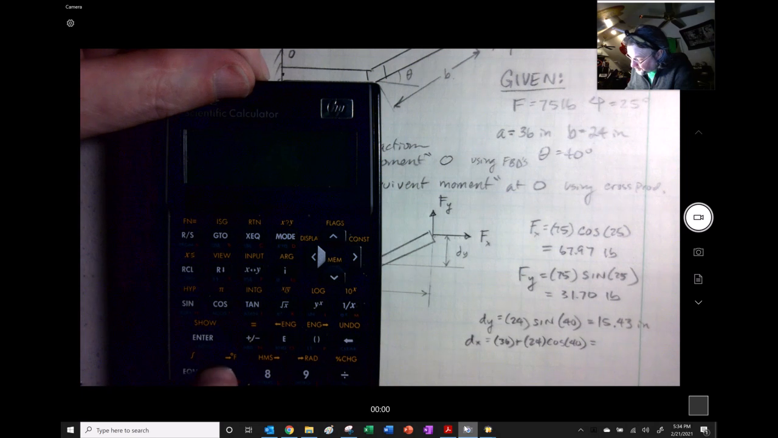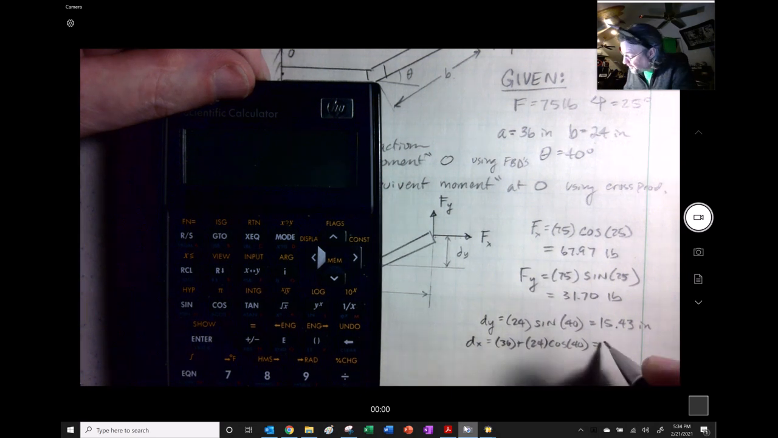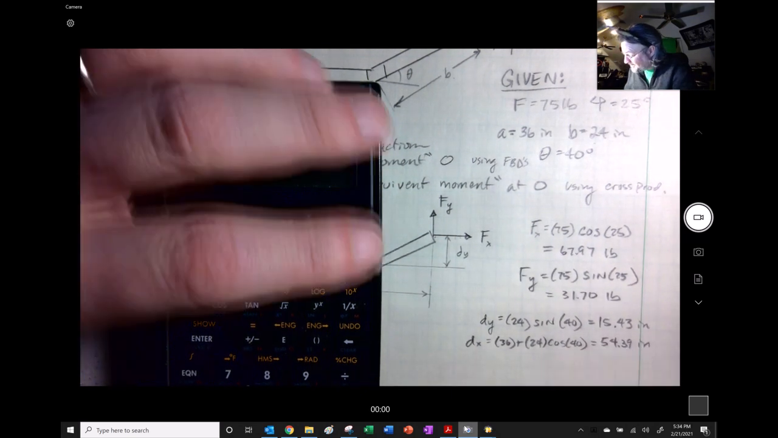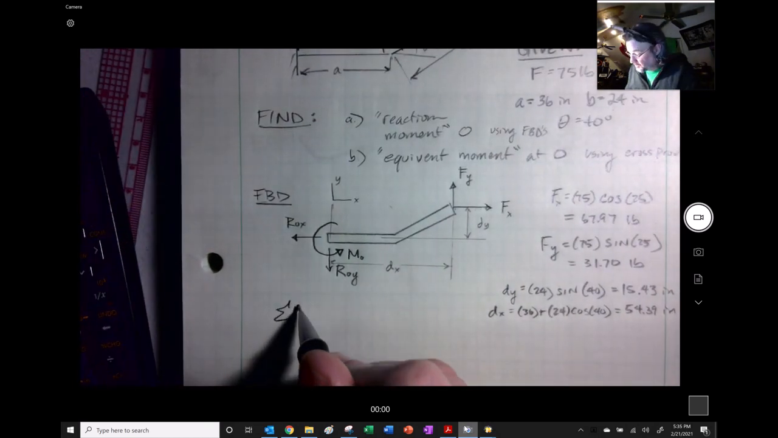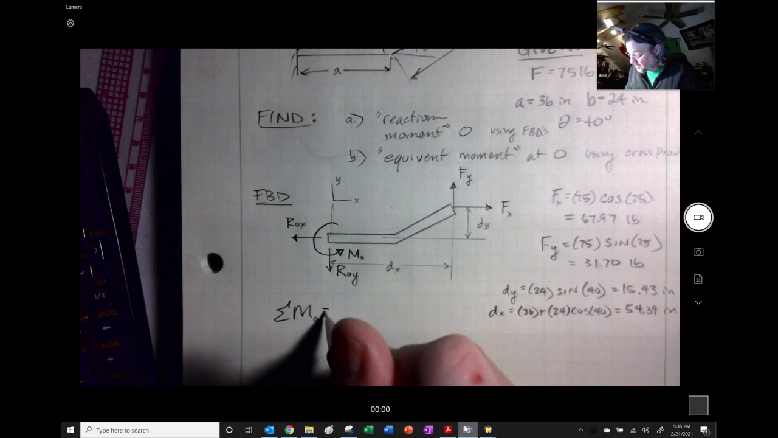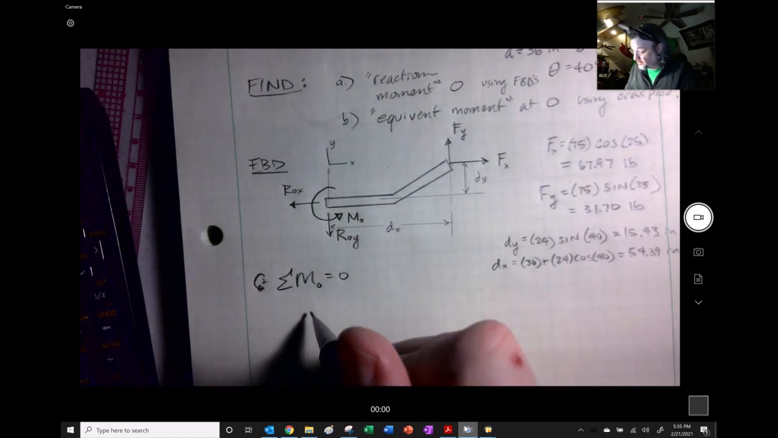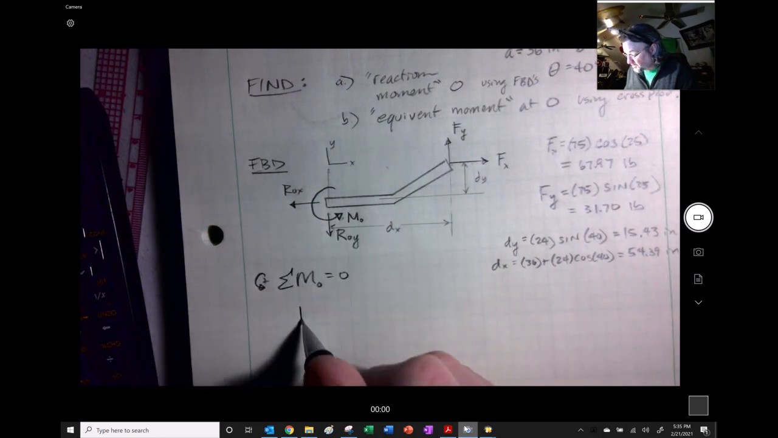So 24, 40 cosine, times 36 plus, and I get 54.39 inches right here. So I take the sum of the moments about O, it's going to be equal to 0. And so the reaction moment is going to be, okay, so I drew it as positive, so I'm just going to write this down.